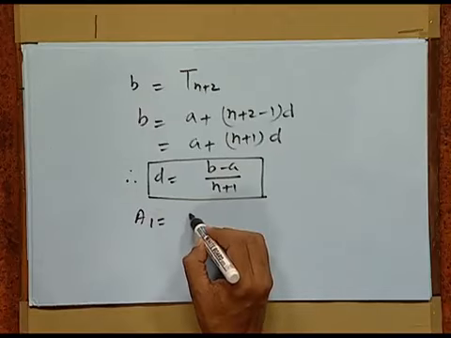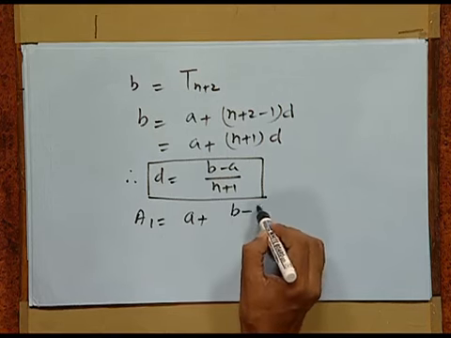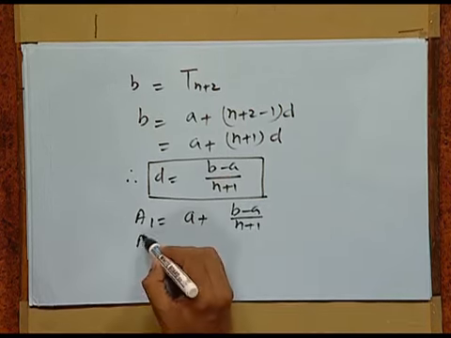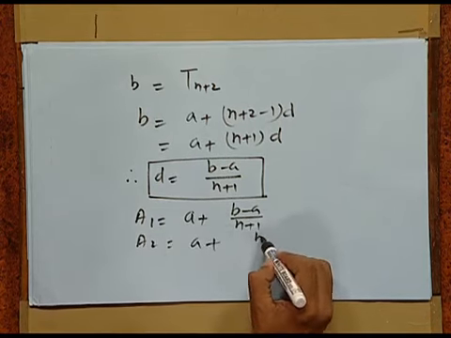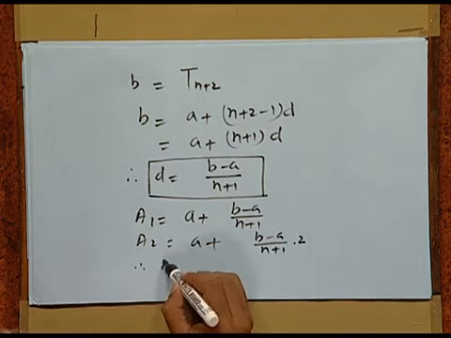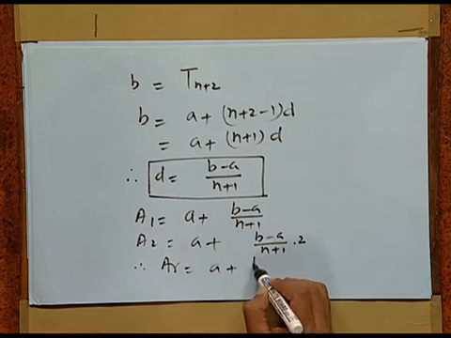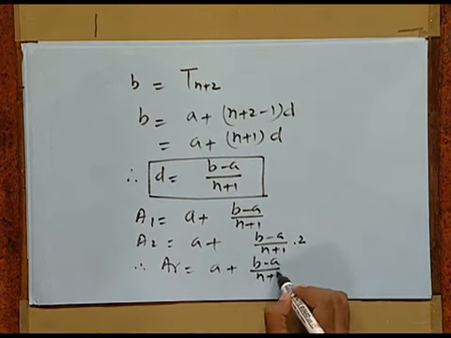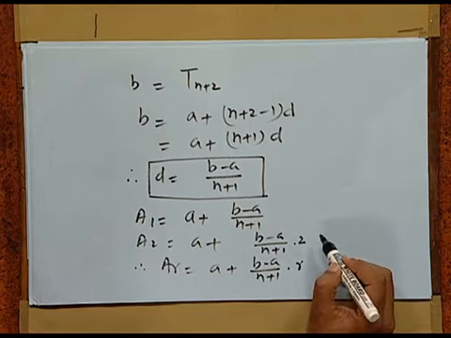D is always last minus first upon number of insertions plus 1. With this we have A1 is equal to A plus B minus A upon n plus 1. A2 is A plus B minus A upon n plus 1 times 2. In general, AR is A plus B minus A upon n plus 1 times R. Thus, we have found a general method to insert any number of terms between two numbers so that the entire sequence becomes an AP.